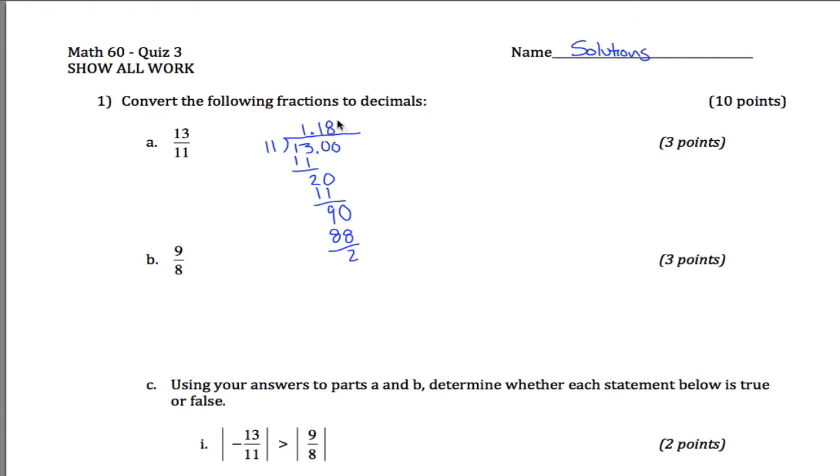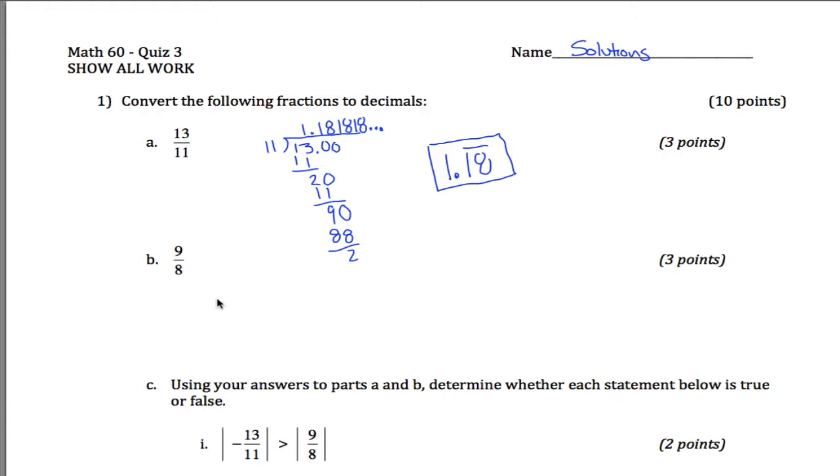So what ends up happening is you get 1, 8, 1, 8, 1, 8, and so on. In other words, our answer is 1.18 with the 1, 8 repeating. The way you signify repeating is to put a bar over the digits that repeat. So the first one is 1.18 repeating. The next one, 9 eighths.